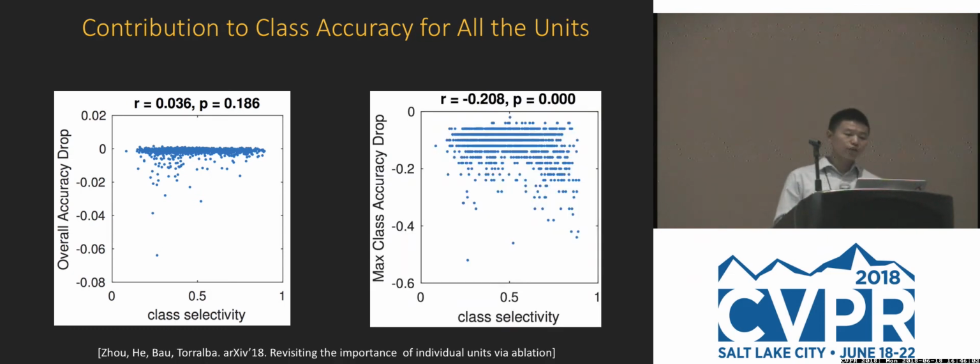However, here we further compute the correlation between the class selectivity and the max class accuracy drop. So the correlation is very significant. It's about 0.2 correlation, which means the more interpretable a unit is, if you remove it, you have higher damage to some of the classes.